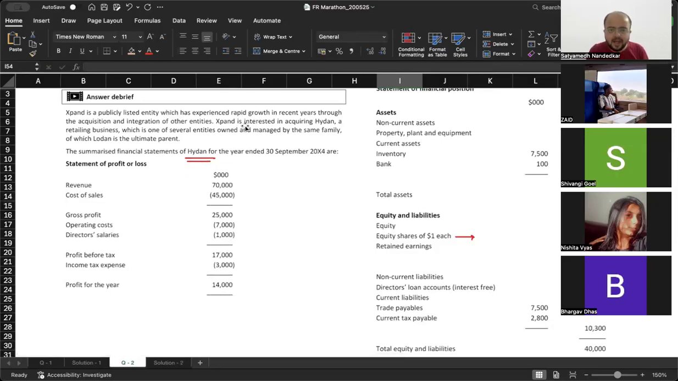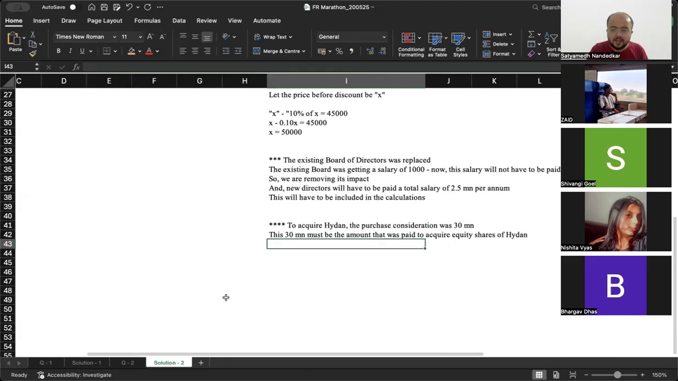Expand is interested in acquiring Hayden, a retailing business which is one of the several entities owned and managed by the same family, of which Loden is the ultimate parent. You are acquiring another entity. So how do you acquire another entity? You buy all its shares, right? You acquire the shares of the other entity, and that value is 30 million. So value of equity is 30 million. So value of equity of Hayden is 30 million.